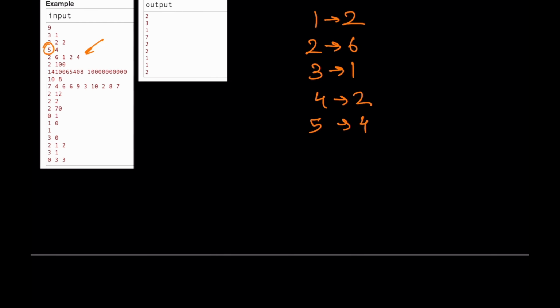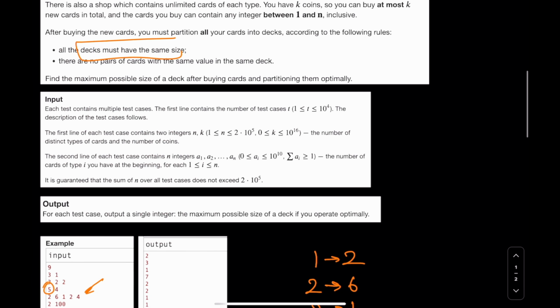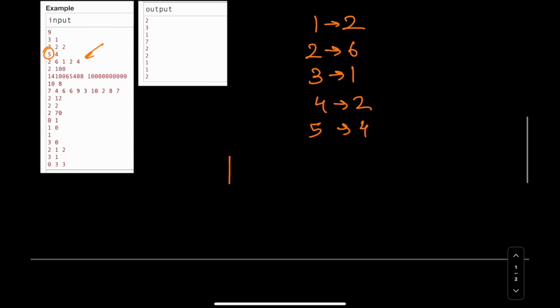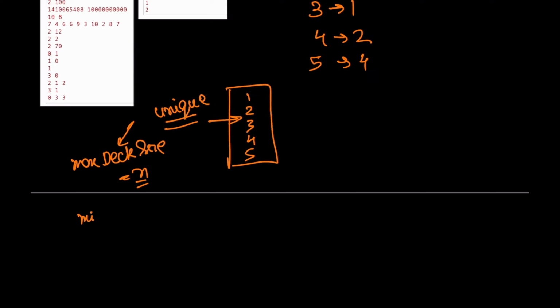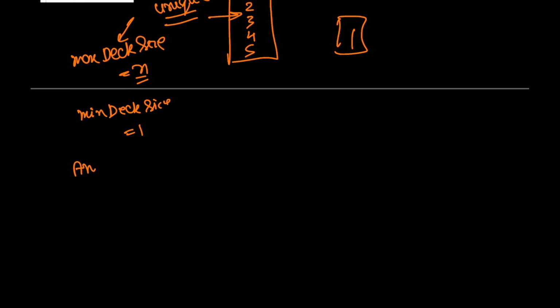So we need to divide them into decks such that all the decks are of the same size and no pair of cards with the same value is in the same deck. Like in one deck, all the numbers are unique. So what is the maximum deck size we can have here? We can put all the numbers in one deck: 1, 2, 3, 4, 5. So the maximum deck size can be n and the minimum deck size would be 1. Like 1 is always possible, I will just have a single card in each deck. So our answer lies between 1 and n.